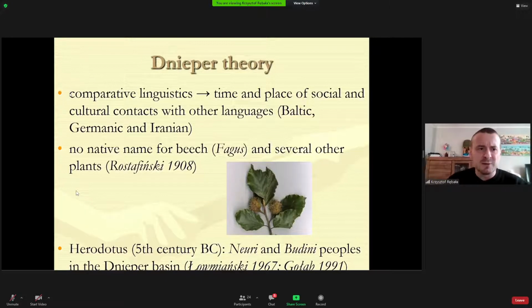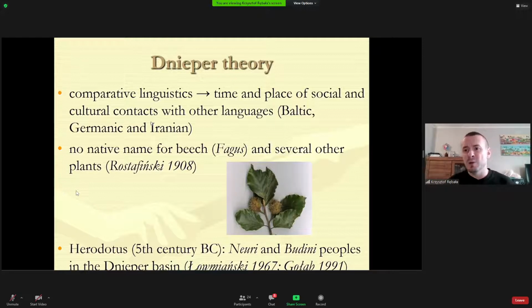So the first evidence comes from comparative linguistics, which tells us about the time and place of social and cultural contacts with other languages. Linguists can reconstruct that different words in Slavic languages came from Baltic languages, from Germanic languages, or Iranian languages. For example, there are quite many words in the Slavic languages which come from Iranian languages.